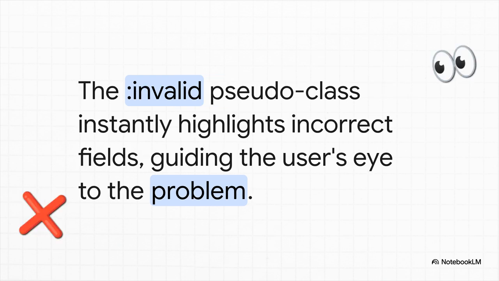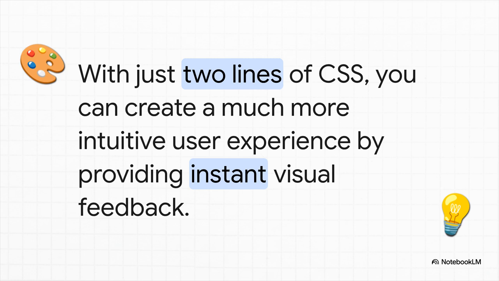You can keep going. And of course, on the flip side, we have the :invalid selector. If the input breaks one of our rules, say an email address that's missing the @ symbol, the border instantly turns red. This immediately draws the user's eye right to the problem spot. No more hunting around the page trying to figure out what went wrong. And look how simple this is. This is literally all the code you need to create that powerful red light, green light system. Just 2 lines of CSS to make the whole experience so much more intuitive and less stressful. That's a huge impact for such a tiny amount of effort.